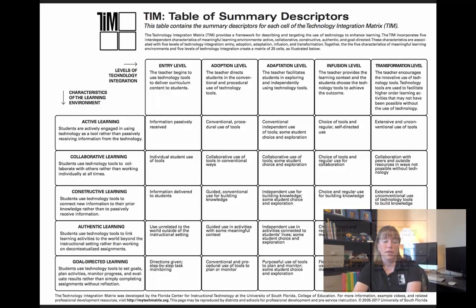Again, we're talking about authentic learning, so connecting learning to the outside world. Transformation level would look like an innovative use for higher order thinking. Okay, really making connections to their community or to a global context. So that kind of gives you an idea of how you would look at how technology is being integrated within a lesson or within a unit by taking this table and really determining what are the characteristics of the learning environment and then what's the level of tech integration that's occurring there.